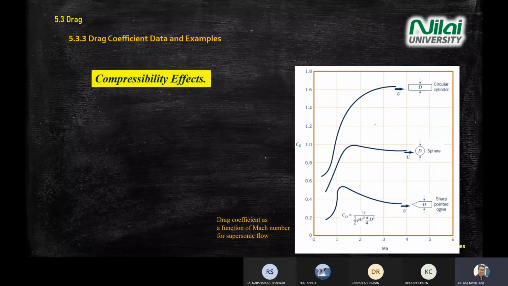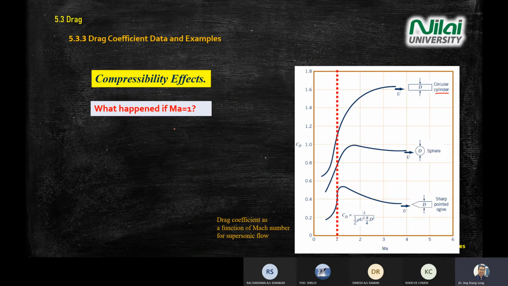Another one is three different cross-section objects. As you can see, the first one is a sharp pointed, the second one is a sphere, the third one is a cylinder, a circular cylinder. So you see CD versus Mach number. The highest one will be the circular cylinder as it spikes out. As you increase the Mach number, CD will increase. However, for the sharp pointed, it will go up to a certain level, then it will drop. Okay, so this is also why you choose a certain shape in your design.